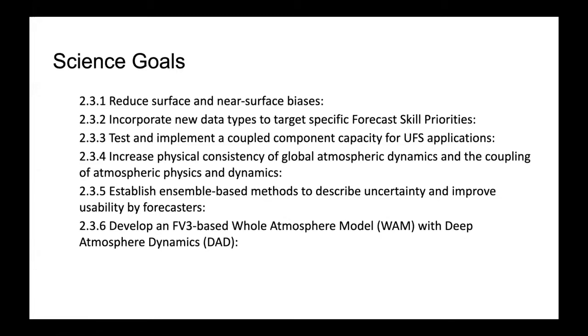We want to achieve those forecast skill priorities through a set of science goals. And these are the six science goals that are articulated and described in somewhat more detail within the strategic plan: to reduce surface and near surface biases, to incorporate new data types to target specific forecast skill priorities, to test and implement a coupled component capacity for UFS applications, to increase the physical consistency of global atmospheric dynamics and coupling of atmospheric physics and dynamics, establish ensemble-based methods to describe uncertainty and improve usability by forecasters, and then the last one is to develop an FV3-based whole atmosphere model with deep atmospheric dynamics, which requires some significant development for the dynamical core.